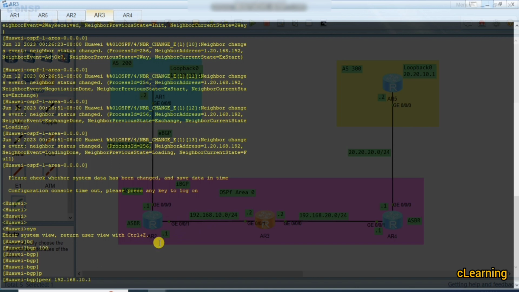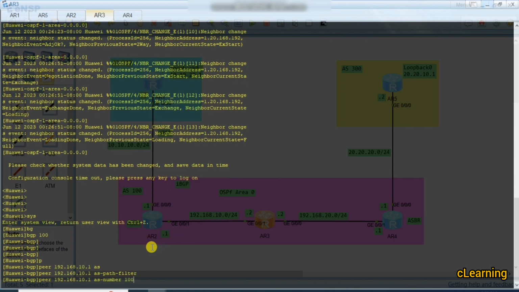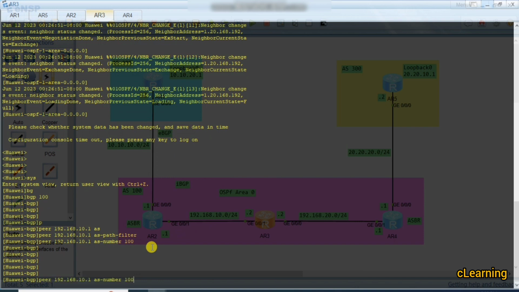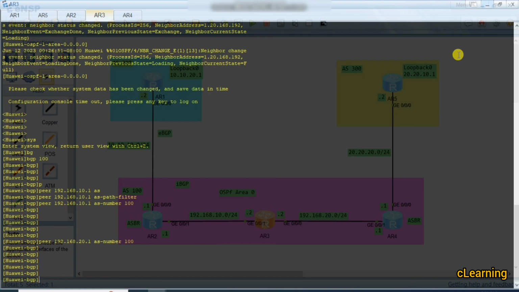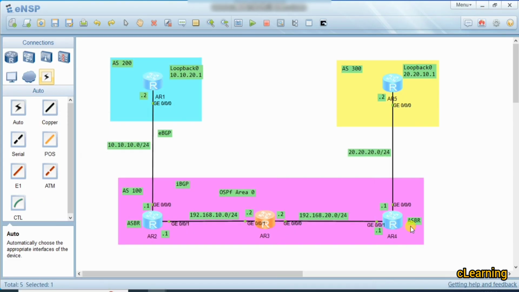This router is a peer router within the same autonomous system 100. Also we have 20.1 within the same autonomous system. This is also a peer. Now we go here and create two peers. One is the iBGP peer, which is this peer, and the other is the eBGP peer, which is in this other autonomous system.